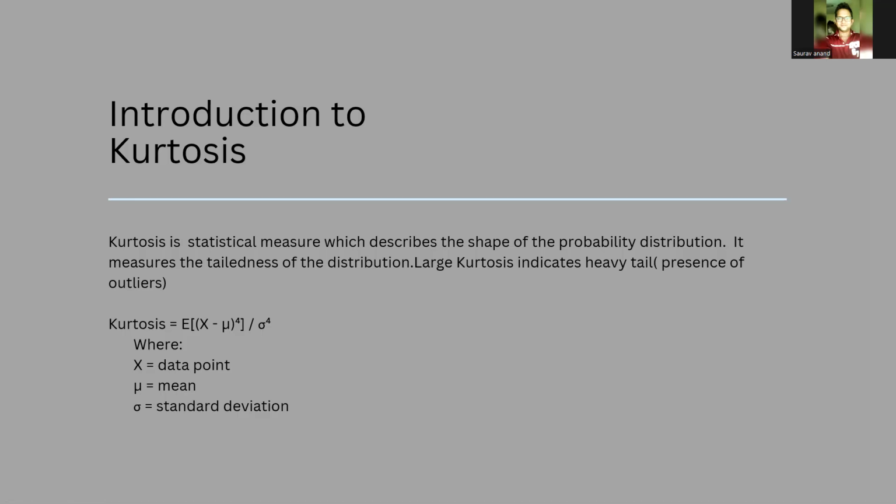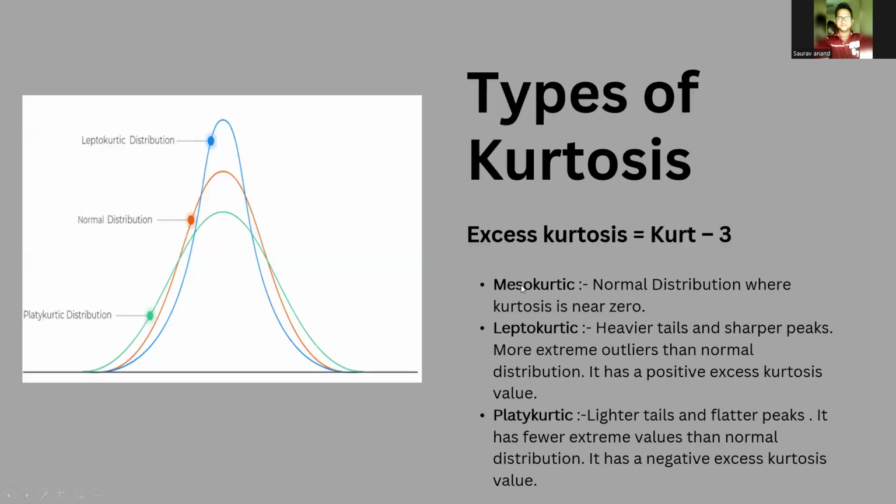And there are two things here: kurtosis, and then excess kurtosis. We are going to discuss excess kurtosis in our next slide. To understand what excess kurtosis is, we are going to talk about the different types of kurtosis. Excess kurtosis is equal to kurtosis minus 3. So whatever value we got from kurtosis, the formula which I showed you in the previous slide, minus 3, is going to give you the excess kurtosis.